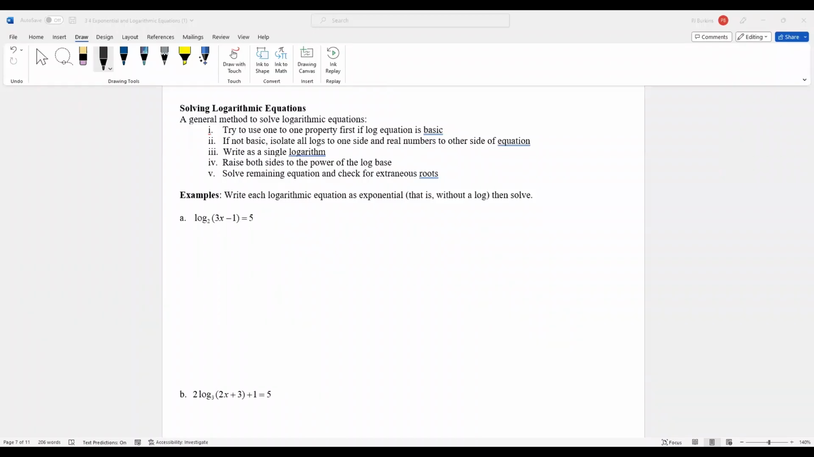Beginning with this video from 3.4, we're going to examine some problems where we're now solving logarithmic equations. In order to do this, if it's a basic equation, we would like to just use the one-to-one property, which really just means when I get to a point where I have log equals something, remember the statement that a log equals an exponent. That's what we're going to use for those.